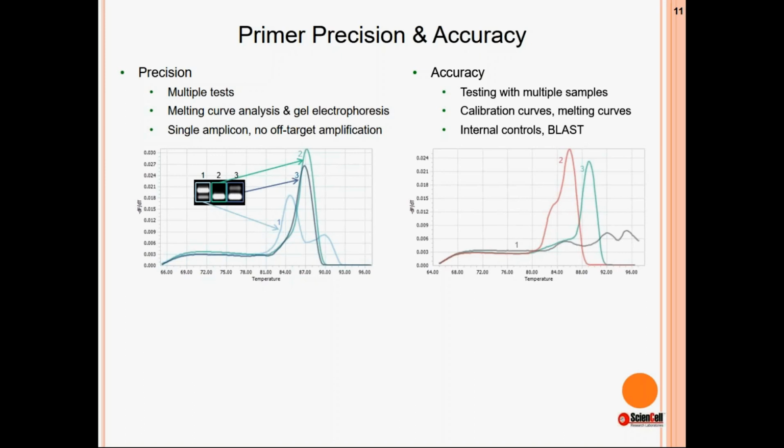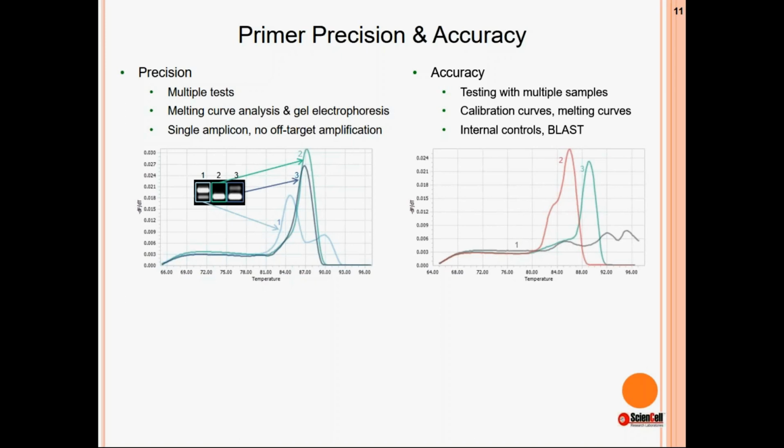This can happen when the GC content of one product compensates for its size difference to another product in the same reaction. That might seem improbable, but this example is actually from our GeneQuery quality control testing, so it does happen. Now, primer accuracy refers to whether or not the amplified product is actually your target sequence.